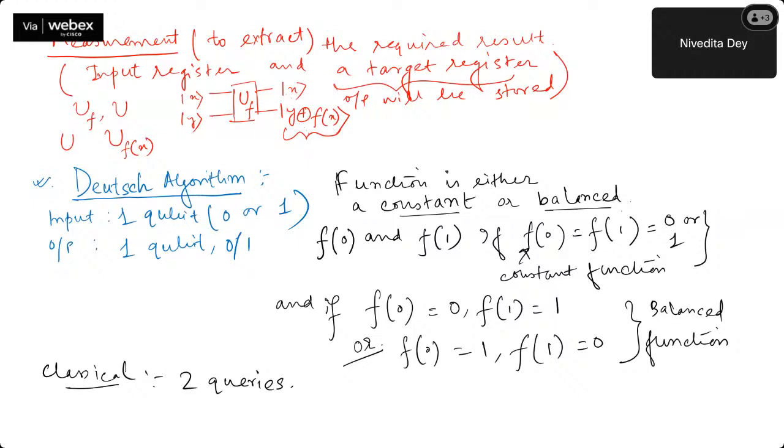The claim with quantum is that you can actually do the computation with only 1 query. So that is the claim of quantum. Now we will see whether that claim is correct or not, whether we can devise that output or not. That we want to check.